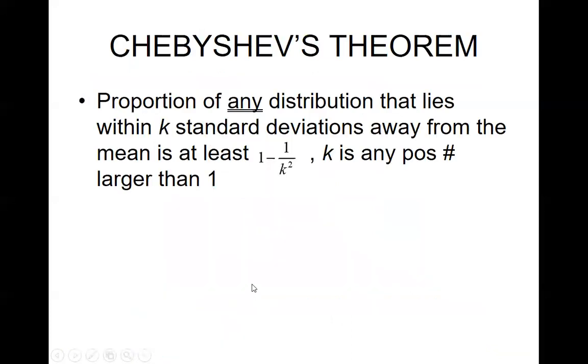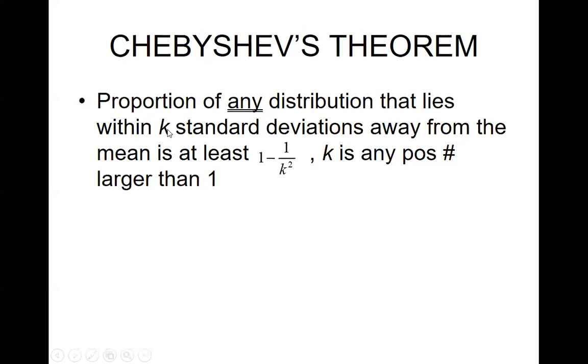Last thing to talk about in this section is Chebyshev's theorem. And the difference between the empirical rule and Chebyshev's theorem is this. Chebyshev's theorem applies for any kind of distribution. It doesn't have to be symmetric or bell-shaped. The empirical rule only works for bell-shaped or symmetric distributions. So if I don't know if it's symmetric, I can still figure out about how much data should be within 1 or 2 or 3 standard deviations if I know Chebyshev's theorem.